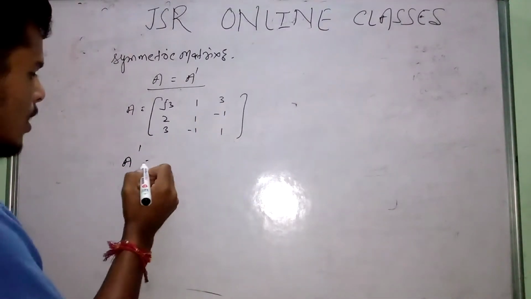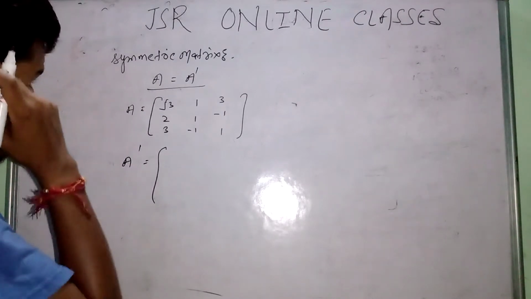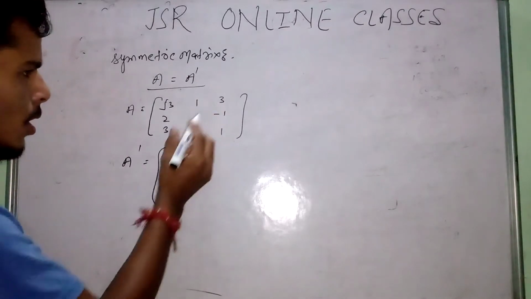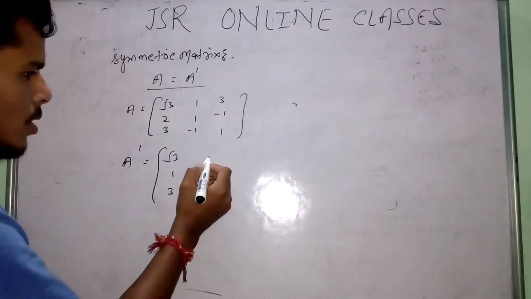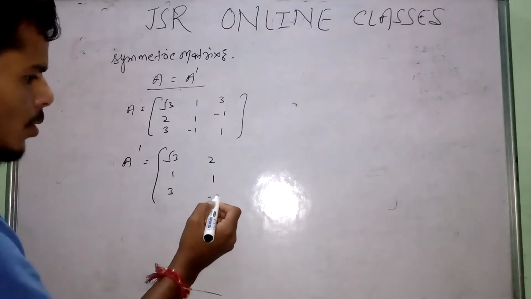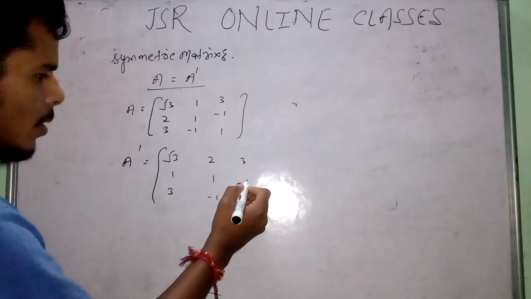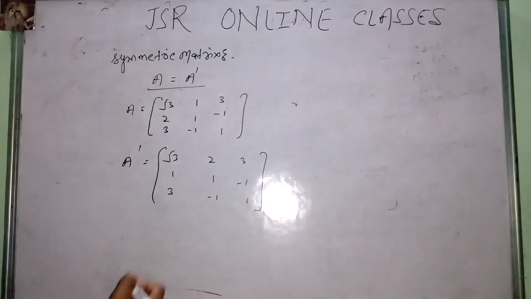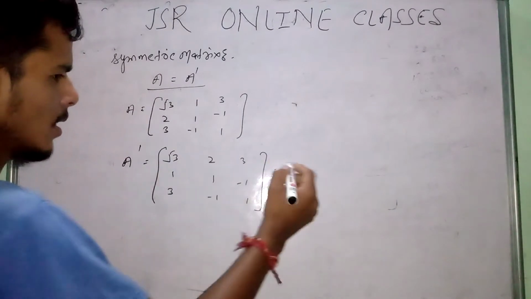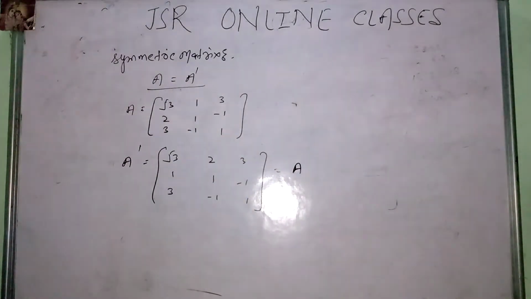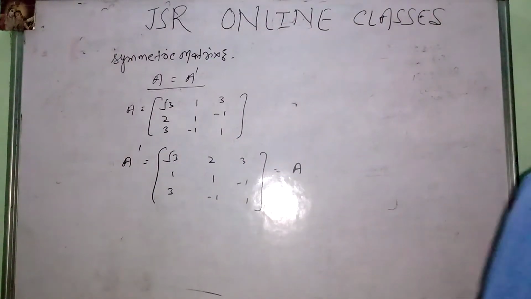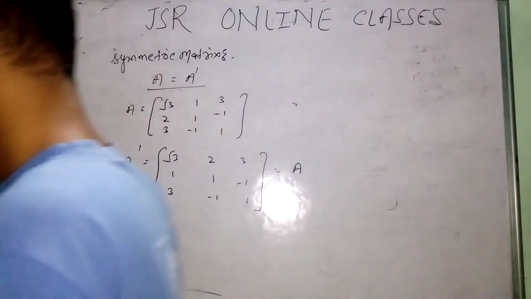Suppose I find its transpose, then what will it be? Root 3. Row 1 will become C1. So this would be root 3, 1, 3. This would be 2. This would be 1. This would be minus 1. This would be 3. This would be minus 1 and this would be 1. So here you are looking that A dash is also A. A dash is equal to A. So where A is equal to A dash, this is a symmetric matrix.